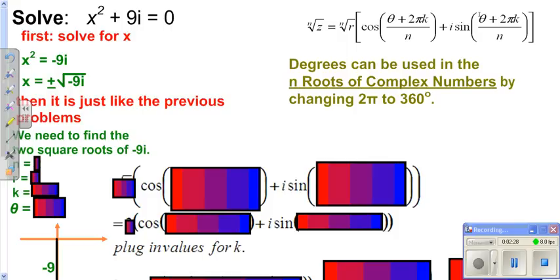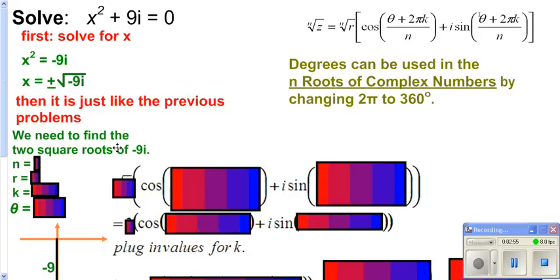Well, here we want to go ahead and solve this equation. And this would be a good one to have show up on a test. Well, we need to go ahead and solve this for x. To get x by itself, you got to get rid of the 9i, so subtract the 9i. Then you got to get rid of the squaring. So to undo your squaring, you take your square root. In other words, we're really just looking for the square root of a negative 9i.